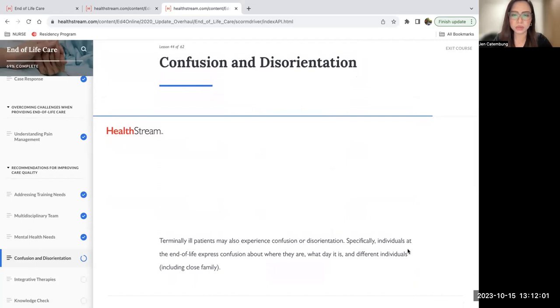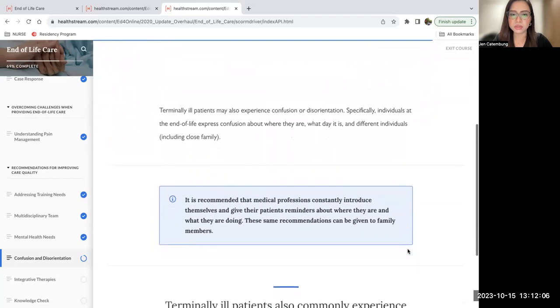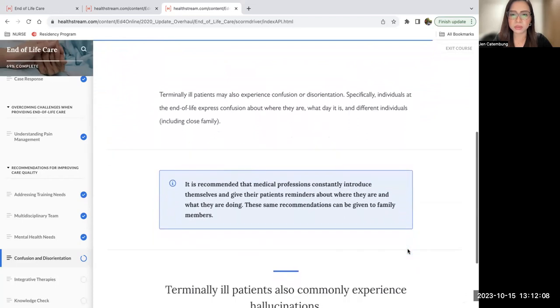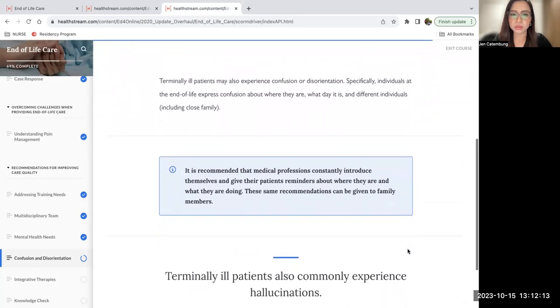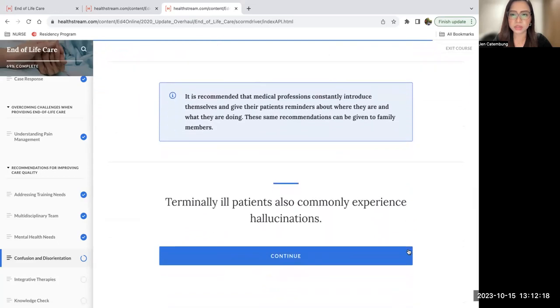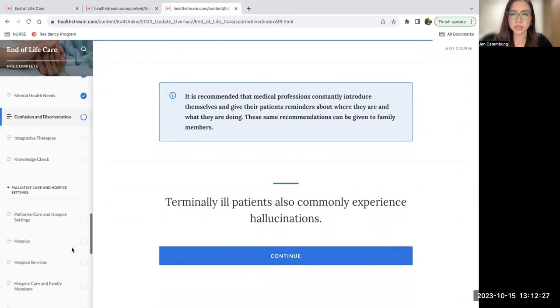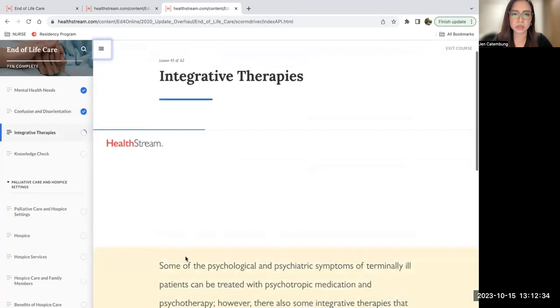Terminally ill patients may also experience confusion and disorientation. Specifically, individuals at the end of life express confusion about where they are, what day it is, and different individuals, including close family. It is recommended that medical professionals constantly introduce themselves and give their patients reminders about where they are and what they are doing. These recommendations can be given to family members. Terminally ill patients also commonly experience hallucinations.